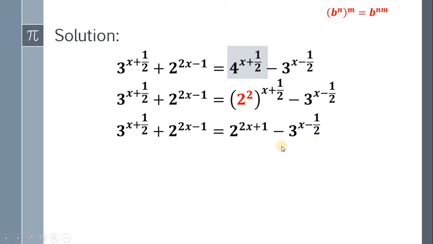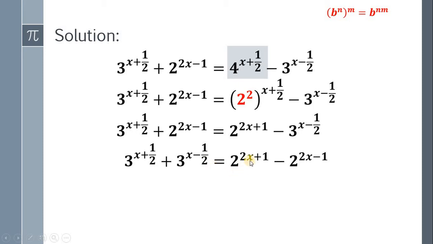Next, what we're going to do is to move this term 3 raised to x minus 1 half to the left hand side, and we need to move 2 raised to 2x minus 1 on the right hand side. So we have 3 raised to x plus 1 half plus 3 raised to x minus 1 half equals to 2 raised to 2x plus 1 minus 2 raised to 2x minus 1.